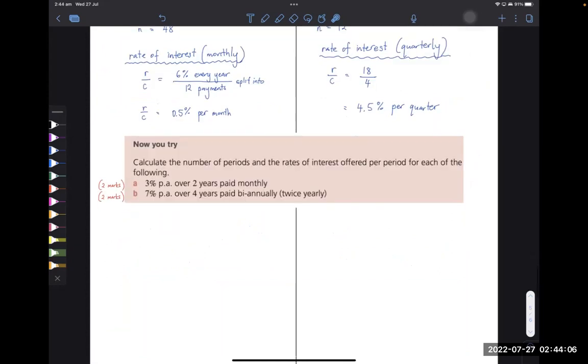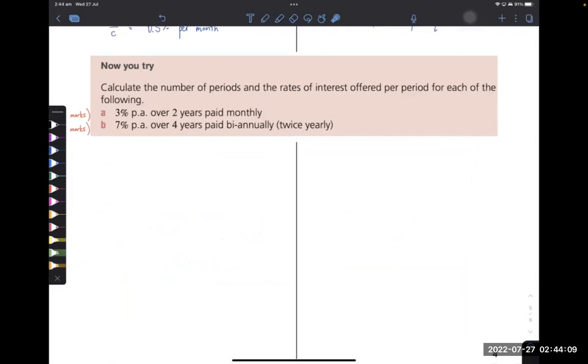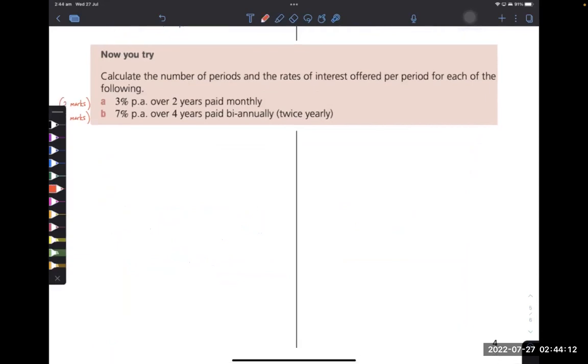Okay, hopefully now you've tried the questions. I'll go through these sections again. We're looking at part A for this section of Now You Try. It's asking us for the number of periods. So if we're looking at the number of periods, we want to focus on this idea of 2 years paid monthly. Now, if we were to break this down a bit further again, we want to go through and underline each part. So this 3% per annum here is the rate. That's our R. The 2 years here is our time.